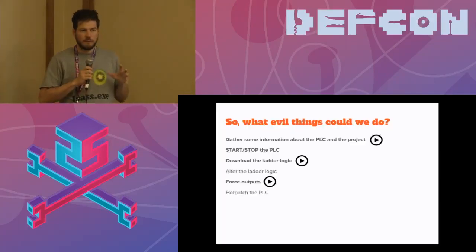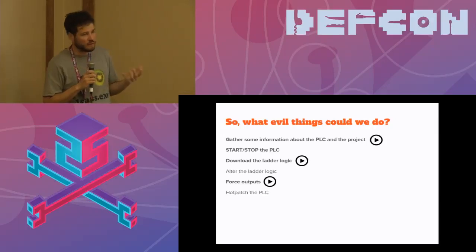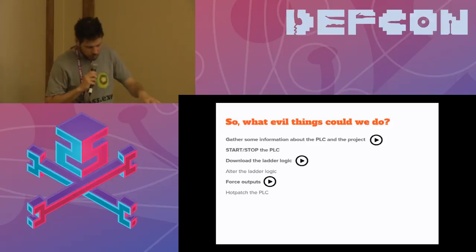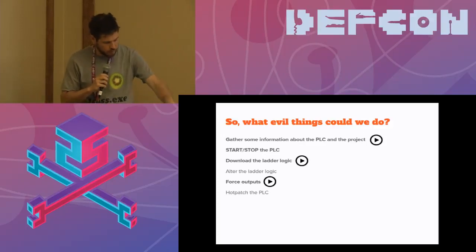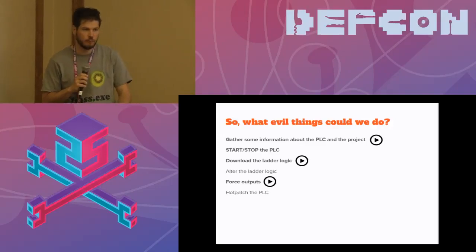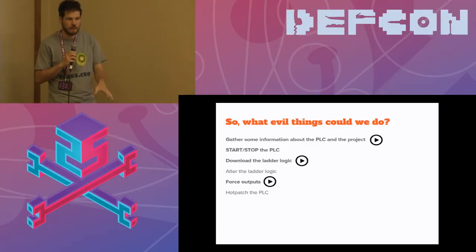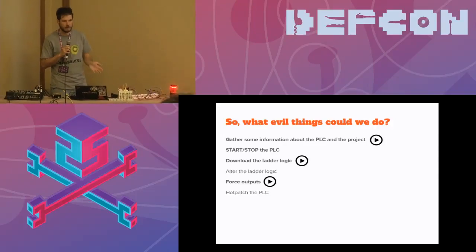Okay, so now we see that using Modbus function code 90, we can do everything that can be done with Unity Pro, the programming software. So what kind of evil things can we do? First thing, not really offensive, is to gather some information about the PLC and the project, and I'm going to try to demo that. Here on my setup, just to be clear, I have a Schneider PLC M340, and this is my laptop that will host both the attacking VM and the legitimate HMI workstation.